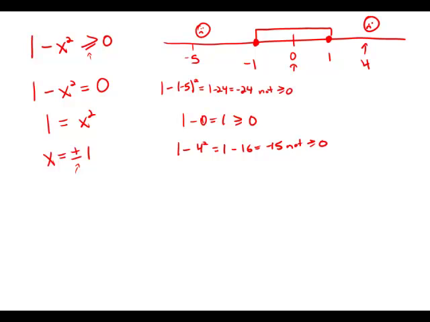So the only region on the number line that appears to work is from -1 to 1, including both of those endpoints. And so that would be x is greater than or equal to -1 and less than or equal to 1. And this is answer choice E.